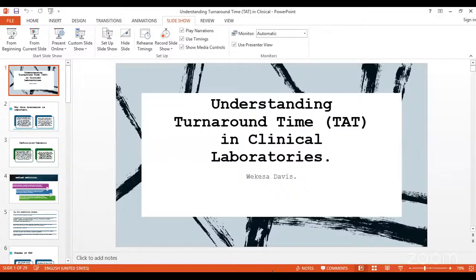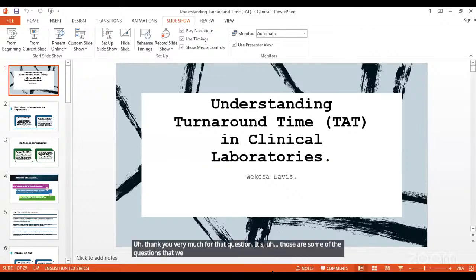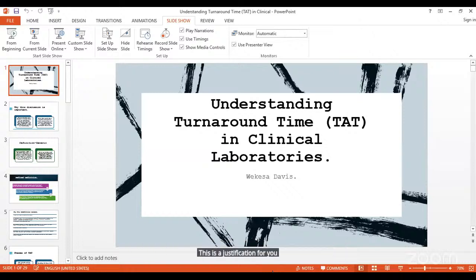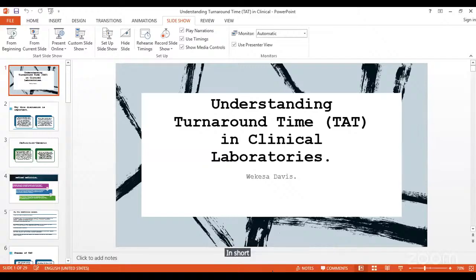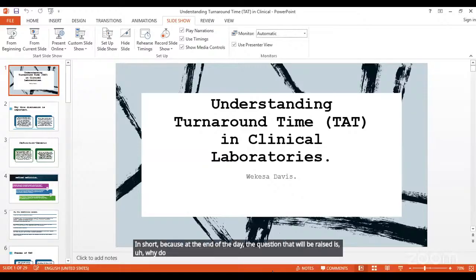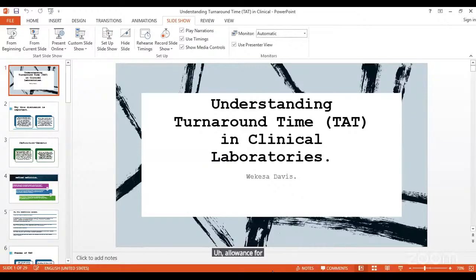Thank you very much for that question. Those are some of the questions that we usually expect once we have a presentation of this nature. This is a justification for you to use to actually get that phone call allowance that you are looking for, because at the end of the day, the question that will be raised is, why do you need this allowance? The answer is, we need to make follow-ups. And how do we make that? We are doing phone call follow-ups. And for you to do a phone call follow-up, you must have credit.